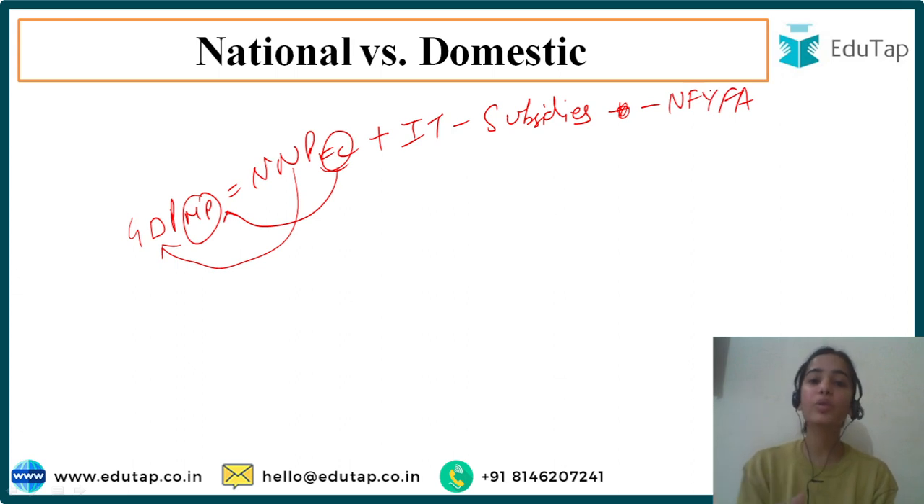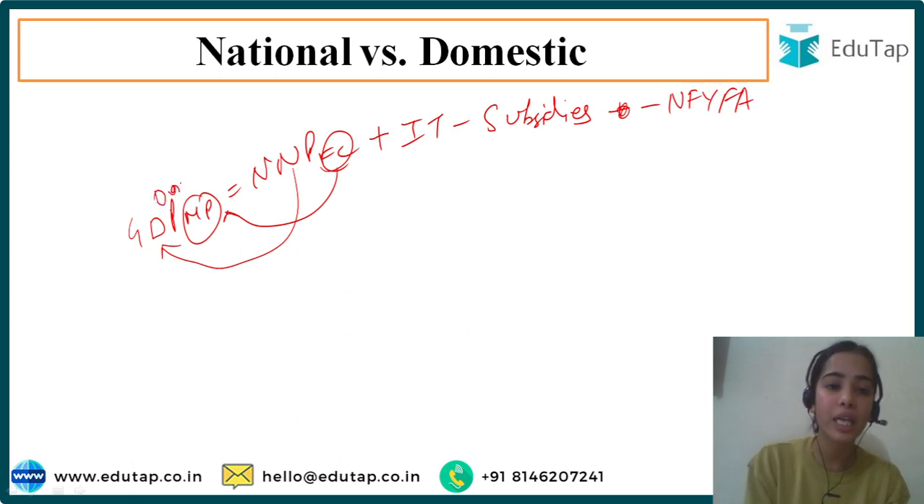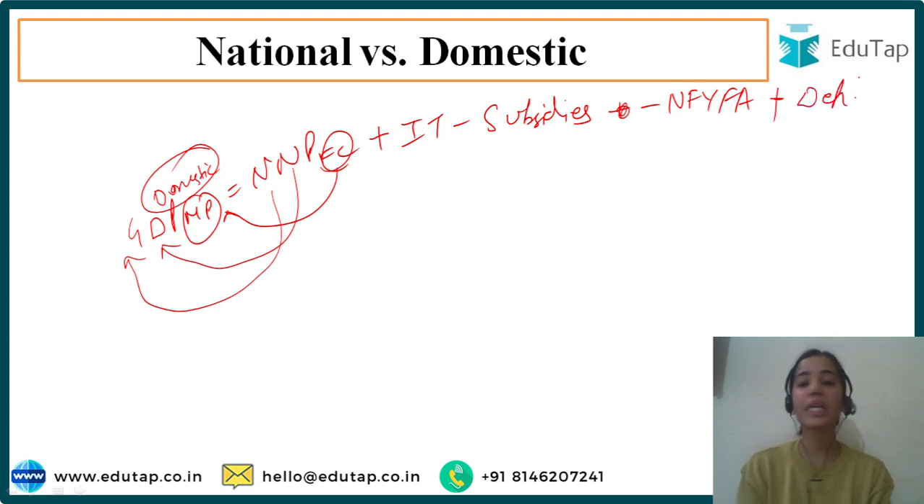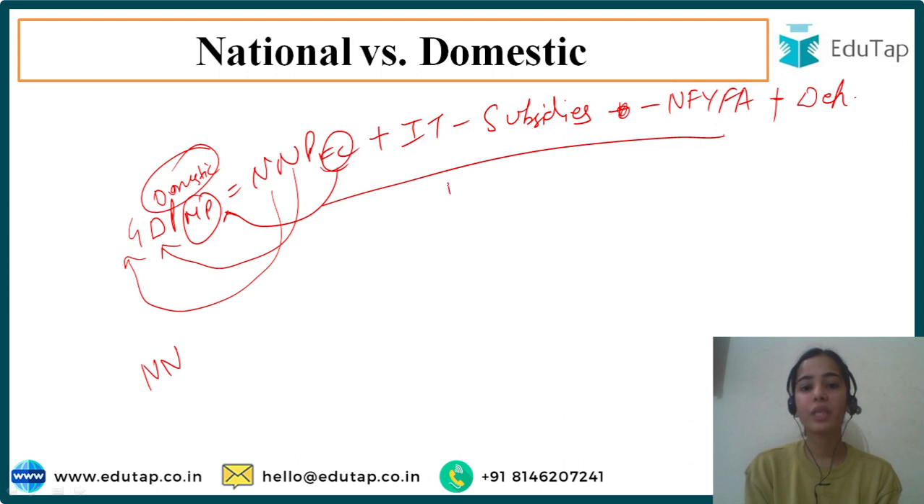We only want to see how much they have produced in our country, in the domestic territory. So net factor income from abroad had to be deducted. If we are going from the net to the gross, we add the depreciation because we are not taking into account the loss that has happened due to the depreciation. Okay, so I hope you have understood how we are converting the FC to MP, how we are converting the national to domestic, how we are converting the net to the gross.